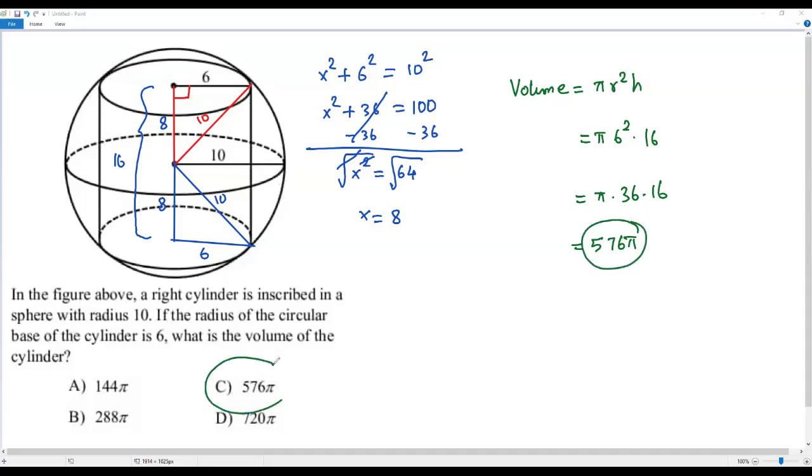We find this exactly in answer choice C. The correct answer choice for this question is C.